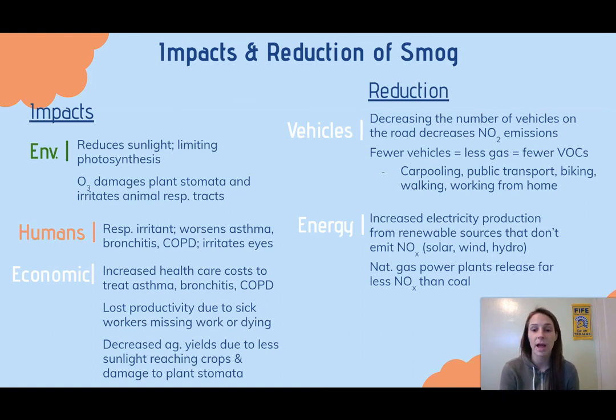Additionally, for energy, we can increase electricity production from renewable sources that don't emit NOx, such as solar, wind and hydropower, or use natural gas power plants as a form of energy, because natural gas power plants release far less NOx than coal does. So these are some ways that we could reduce the amount of photochemical smog that we're going to be getting.